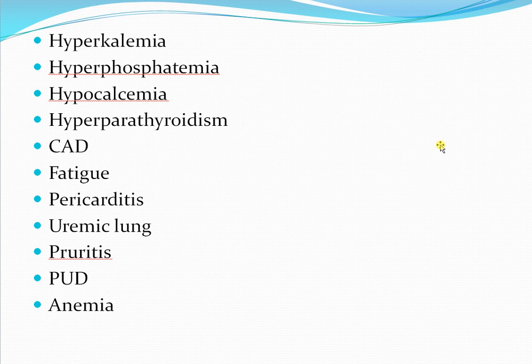Because of the calcifications in the blood vessels, you tend to see premature coronary disease in these patients. Fatigue is a common complaint just because of the overall derangements in the electrolytes and anemia. Pericarditis is because of the uremic toxins accumulating in the pericardium. Same thing in the lungs, causing uremic lung. Pruritus, we talked about, is due to deposition of calcium phosphate crystals. Peptic ulcer disease is because of the uremic toxins causing increased gastric acid secretion. Anemia of chronic kidney disease is mainly because of reduced erythropoietin, because erythropoietin is a hormone which is secreted by the kidneys.